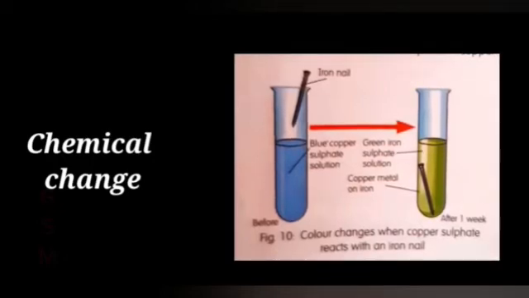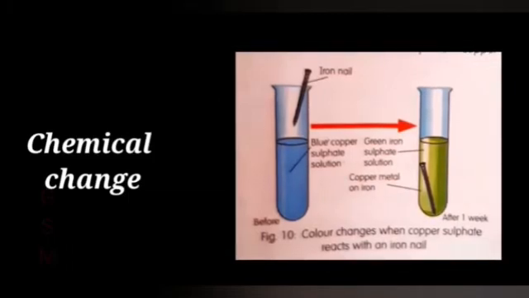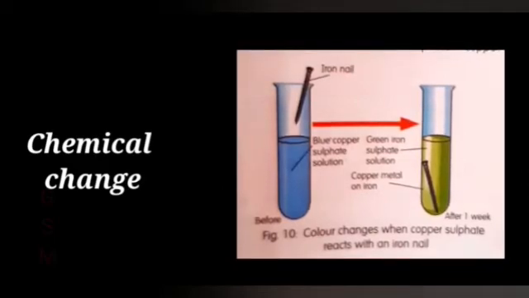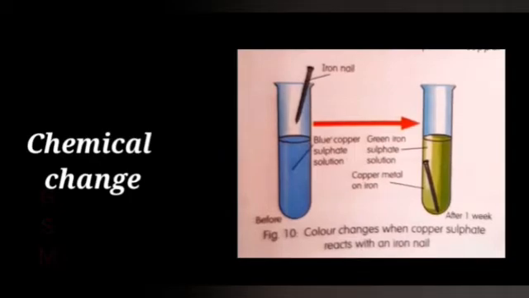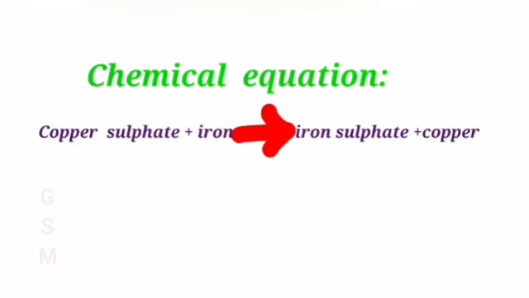When an iron nail is put in a solution of copper sulfate, a chemical change takes place as a brown coating deposits on the iron nail, and the copper sulfate solution turns from blue to green. Chemical changes can be represented in the form of a chemical equation. Magnesium plus oxygen gives magnesium oxide. Similarly, copper sulfate plus iron gives iron sulfate plus copper.